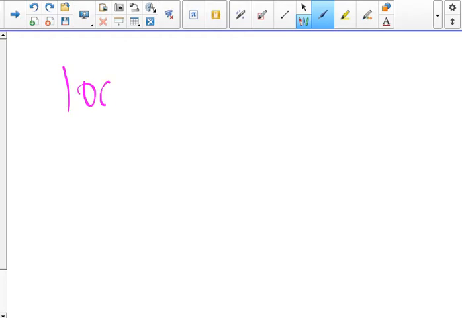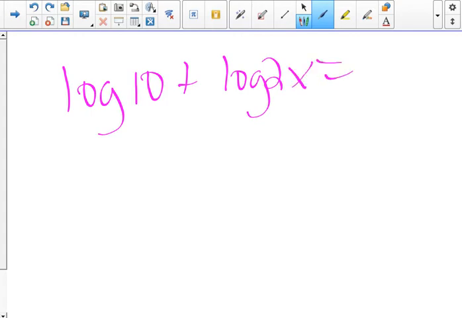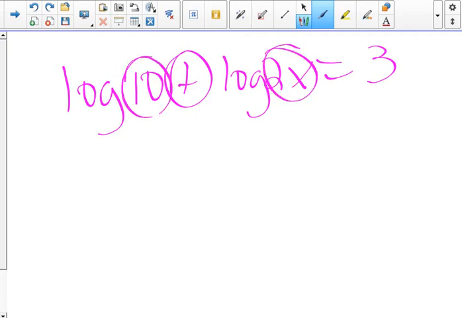you've got log 10 plus log 2x equals 3. So again, that's going to be the product property. So you're going to multiply 10 times 2x, which is going to be log 20x equals 3, and take it from there. Alright, so solve those in about 2 minutes.